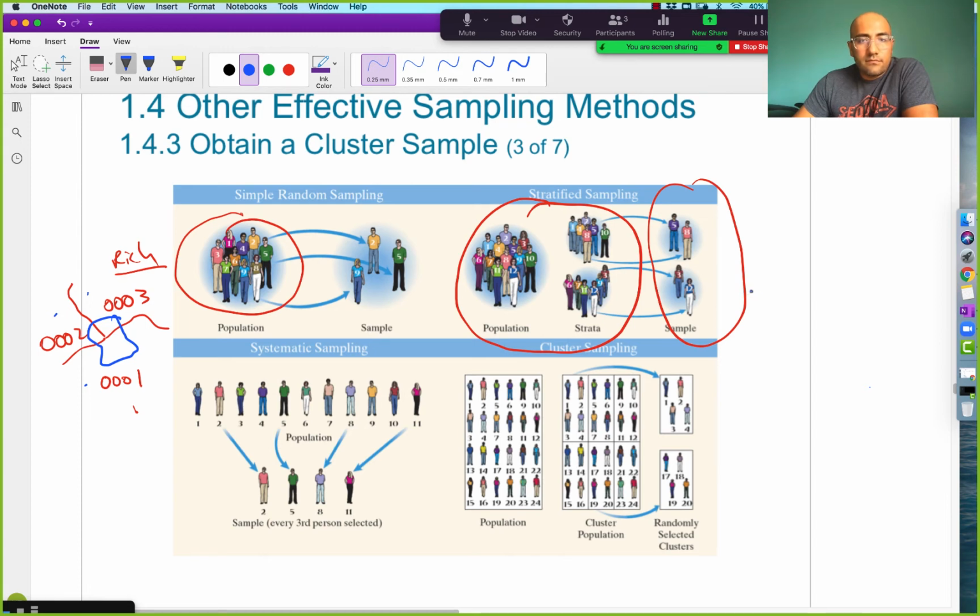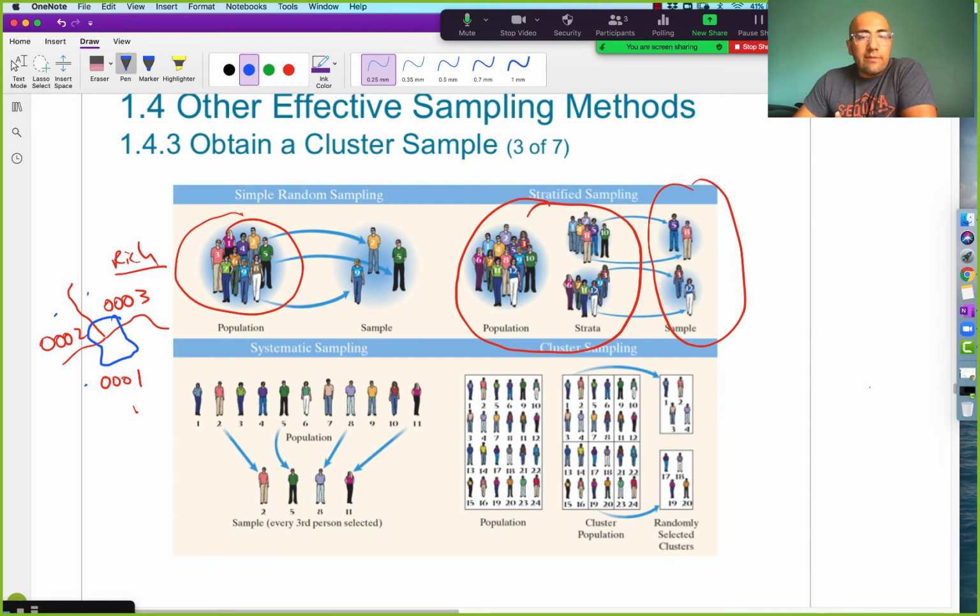Okay, all right, so the strata is the thing you use to separate your population. It could be zip codes, it could be gender, it could be race, it could be your major, it could be height, it could be anything. Any characteristic that can separate these people, and then you take your sample.